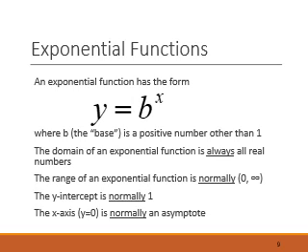The x-axis is normally the asymptote, and these last 3 points, they all say normally because, again, you know what's coming, transformations. If we start playing around with transformations, we can change the range and it won't be 0 to infinity. And we can change the y-intercept and we can change the asymptote. And so all of that will be coming up very shortly.